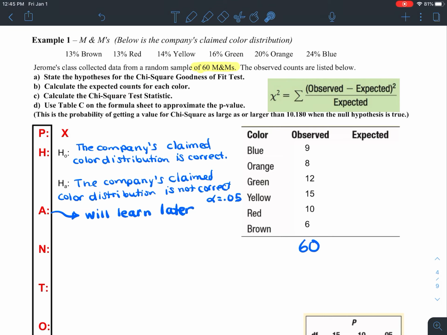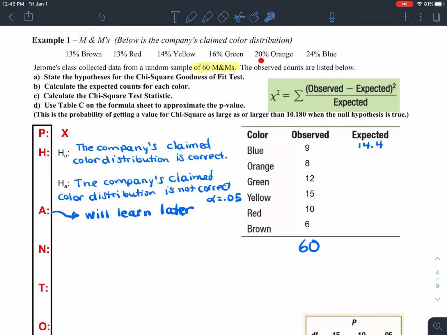It mentions here they want us to calculate the expected counts for each of these colors. So in other words, if you were going to take a sample of 60 M&Ms and you were told that, I guess we have blue as our first color up here, you were told that 24% of the M&Ms are blue, then how many of these 60 would you expect to be blue? Essentially what we would be doing is multiplying 0.24 times 60. Now, you're going to get decimals here. Never round these expected counts. It's very, very important. Never round them. So 0.24 times 60 would be 14.4.